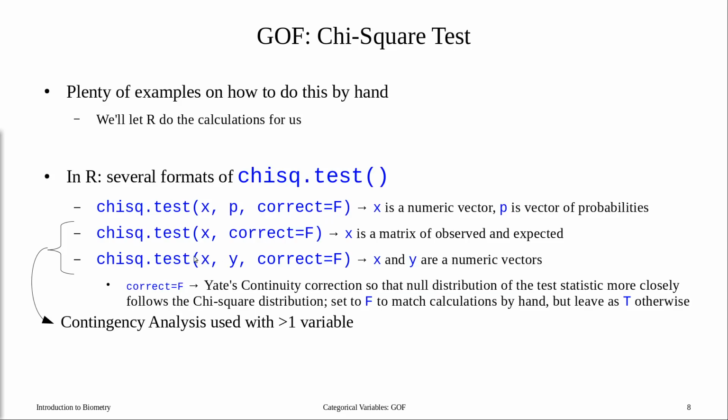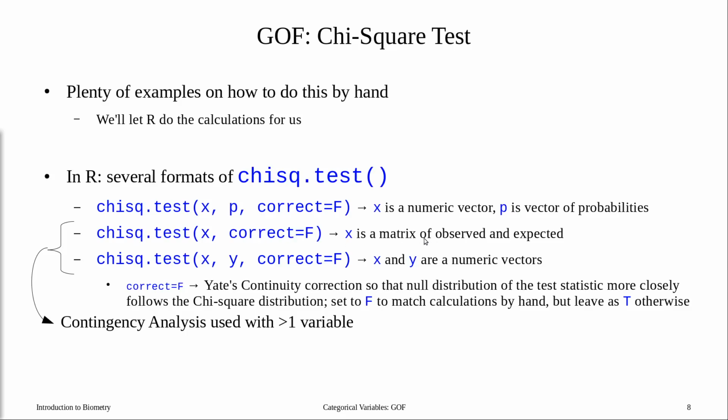Now what about these other two? These other two chi-square tests we give the data in a slightly different way. So if we give it a matrix of observed and expected, then it'll run a chi-square test, but it'll actually run a contingency analysis.